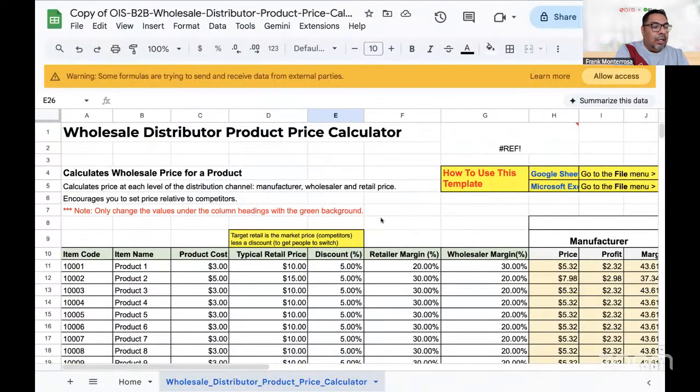Okay. So I guess you're seeing my screen. Basically, this is what we can see.